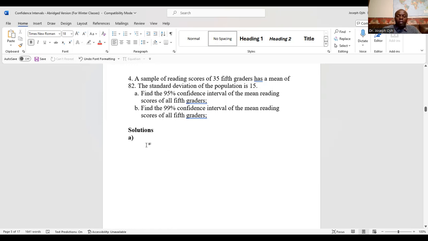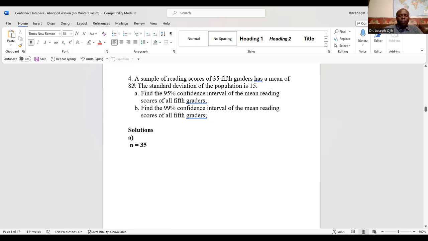First of all, let's write down our summary statistics. A sample of reading scores of 35 fifth graders. That means n equals 35. It has a mean of 82.